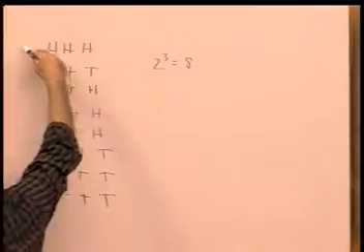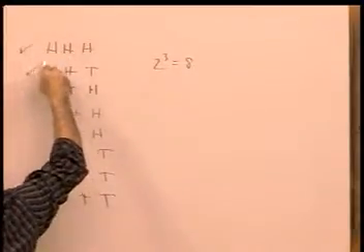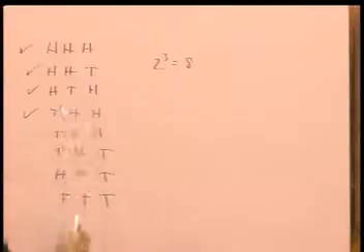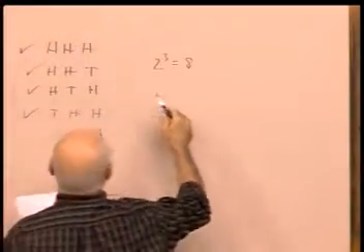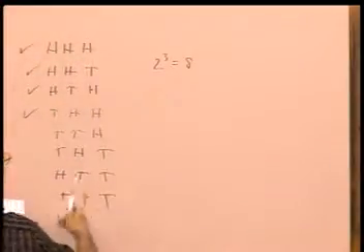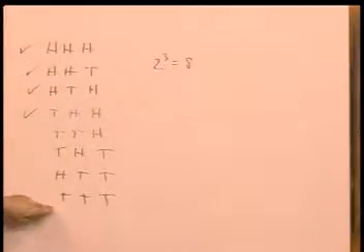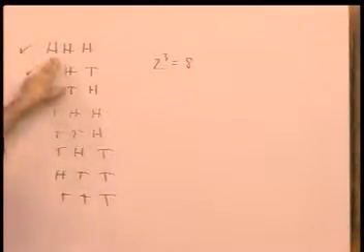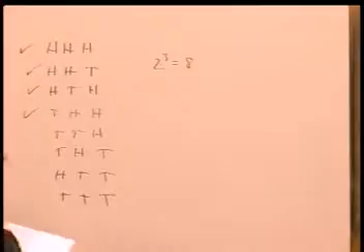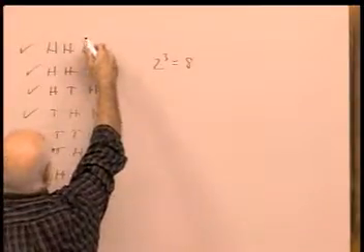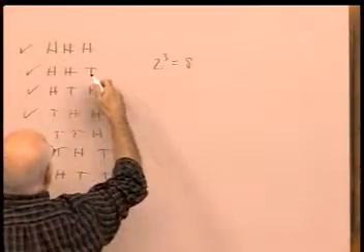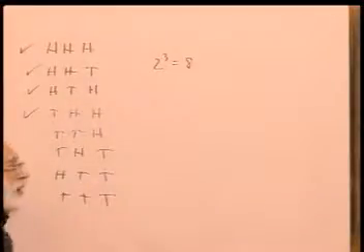So that would be 3 heads, or 2 heads. Okay, so I just add up those probabilities. So what's the probability of this one? Well, it would be 1/8, because you could assume that each point in the sample space has probability 1/8, or you could assume that the probability of any particular string is 1/2 times 1/2 times 1/2. So in any event, this probability is 1/8, this probability is 1/8, this probability is 1/8, this probability is 1/8.